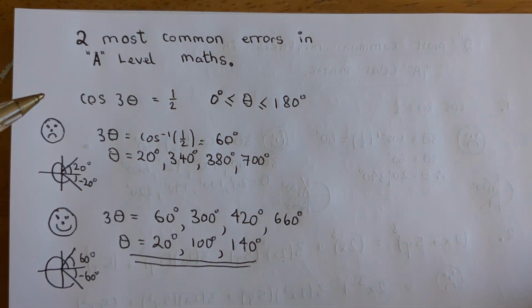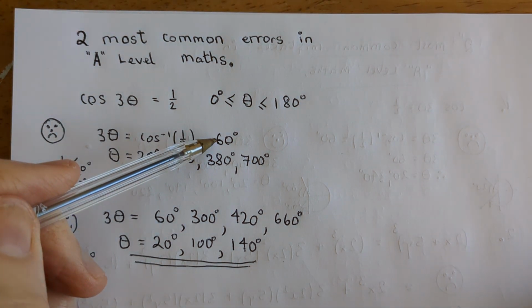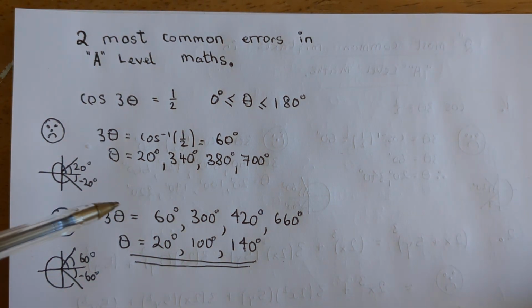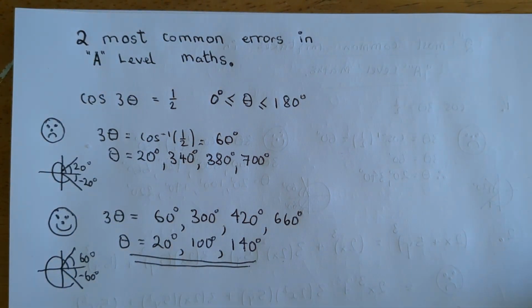So basically the error is in finding the first solution and then dividing that by 3 and then finding the other solutions after that. It simply is wrong. You find all the solutions first and then you divide by 3. That's the first common mistake.